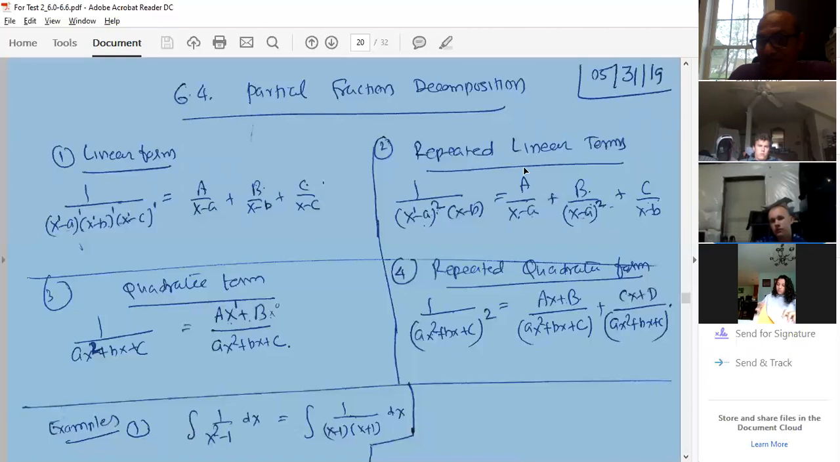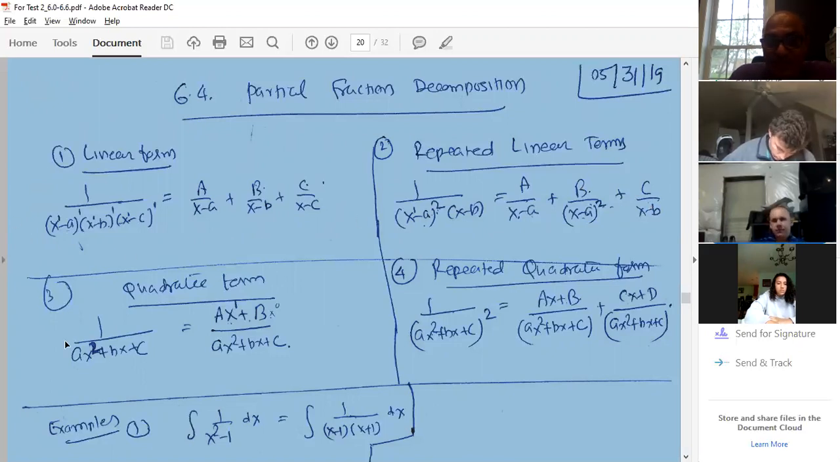Please, guys, please pay attention. A over x minus a, just power 1, and then x minus a squared. So A over x minus a plus B over x minus a squared plus C over x minus b. Please, you have to memorize these four forms. Otherwise, you cannot proceed further with the partial fraction. Look at the differences. Here my A, B, and C are all different constants. Here I have a square: one factor is repeated twice. So x minus a to the power 1, then x minus a to the power 2, A, B, and then the separate factor C.